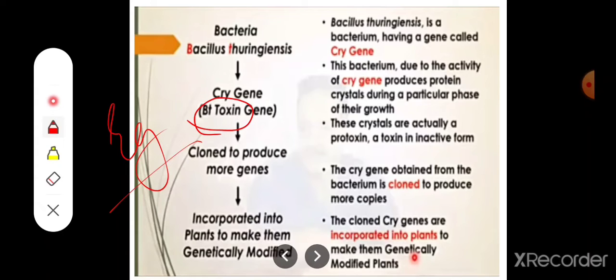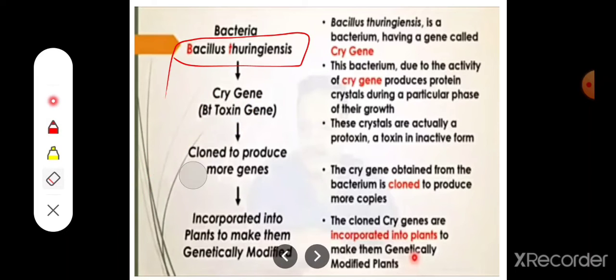Let us see where this toxin comes from and how it is used to produce genetically modified plants. A bacterium called Bacillus thuringiensis has a specific gene called the cry gene. In their DNA sequence there is a specific gene called the cry gene, and this cry gene produces a type of toxin in them.